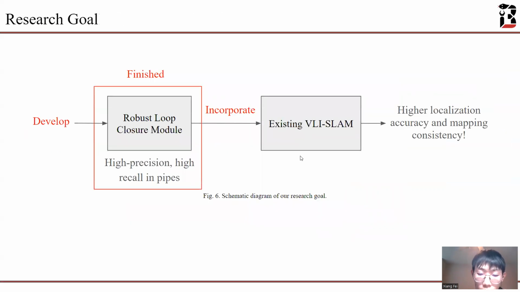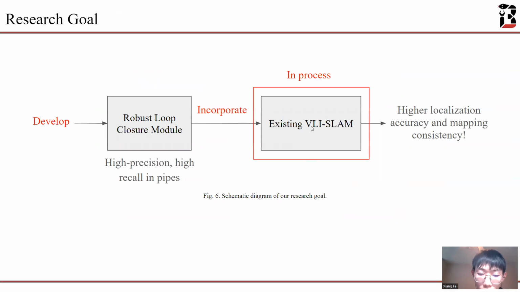Our research goal is to first develop a robust loop closure module in pipe environments with high precision and high recall. We have finished this work during the summer. In the future, we want to incorporate our module into the existing VI SLAM system to achieve high localization accuracy and mapping consistency.